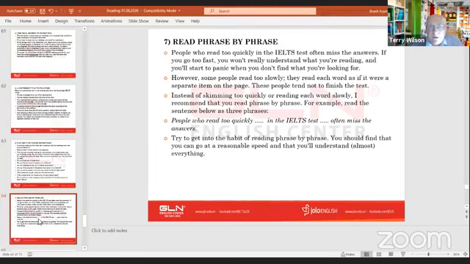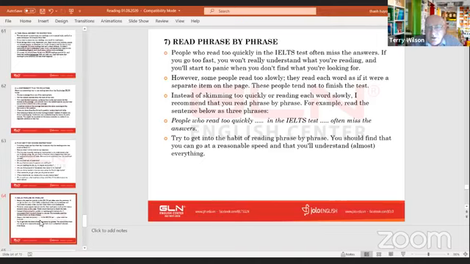Another one, people who read too quickly in the IELTS test often miss the answers. If you go too fast, you won't really understand what you're reading and you'll start to panic when you don't find what you're looking for. However, some people read too slowly. They read each word as if it was a separate item on the page. These people tend not to finish the test.